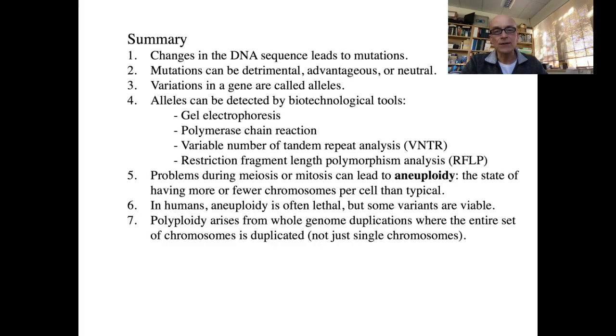Last time I talked about variations in genes, and I said that changes in DNA lead to something called a mutation, a change. These mutations can be detrimental or disadvantageous, they can be advantageous and actually improve functions, or they can be neutral. And I said that variations in a gene are called alleles. A different version of the same gene, a slightly different version of it, is called an allele.